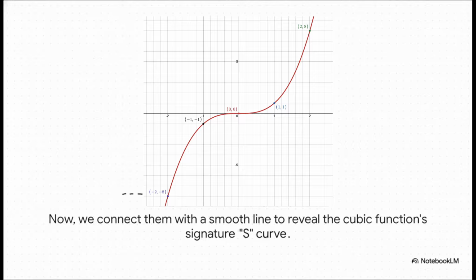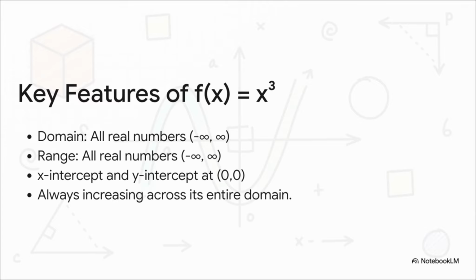Look at how it rises up from the bottom left. It kind of flattens out for just a split second at the origin, and then it just keeps shooting up toward the top right. Let's break down the key features of this new shape. First off, its domain and its range cover all real numbers. That means it goes left and right forever and up and down forever. It crosses both axes right there at the origin. And here's a huge difference from the parabola. It never ever turns around.